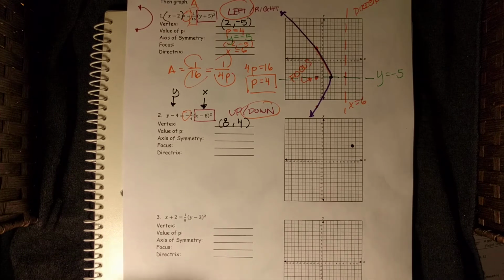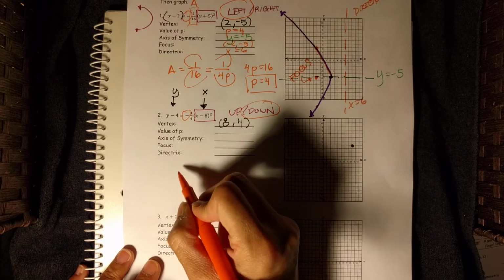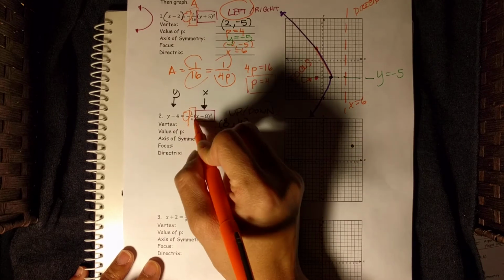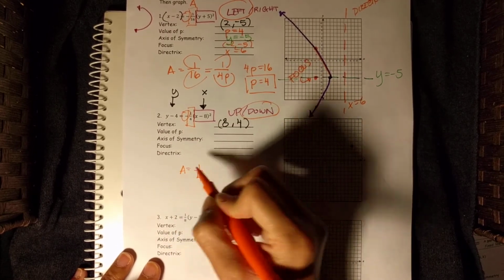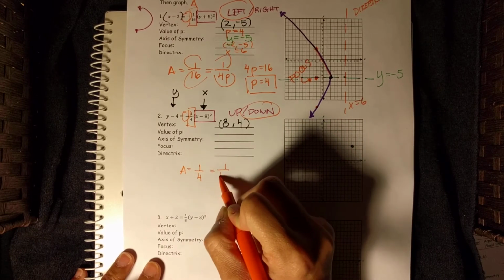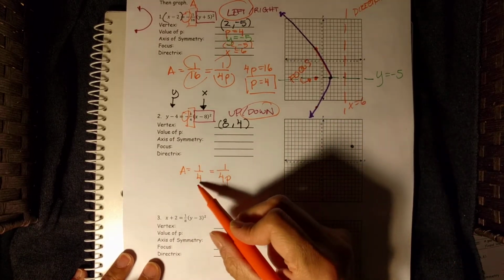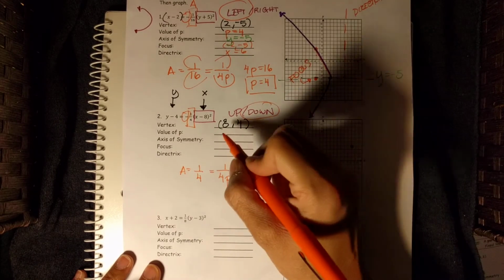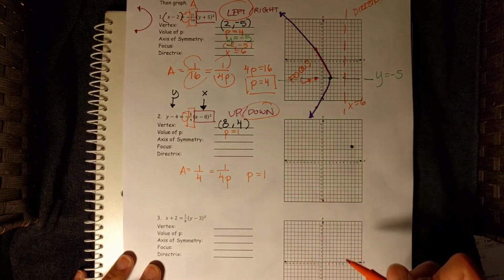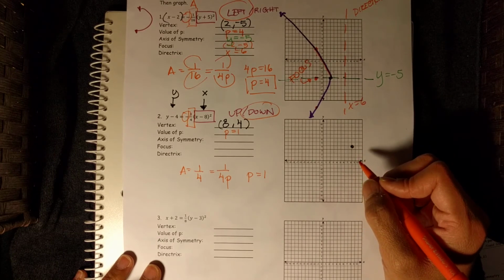And you have to find this magical focal length p. You're always just going to take whatever number is there. That's your A. You're always going to set it to 1 over 4p. And the only way that this works is if p is 1. Sometimes you can just look at them. So you're going to find that p is 1. So that's a very tiny focal length.